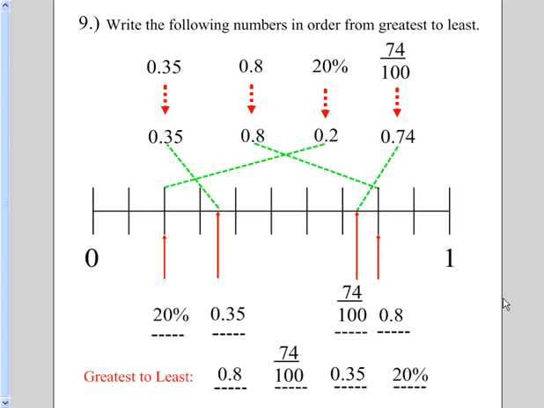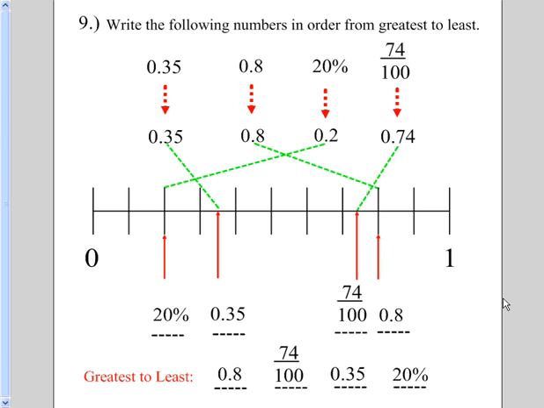So once we place them in order, changing them all to decimals, placing them on a number line, then we can go back and reread the question and make sure that we're answering it correctly, and putting things in order, in this case, from the largest to the smallest, from the greatest to the least.